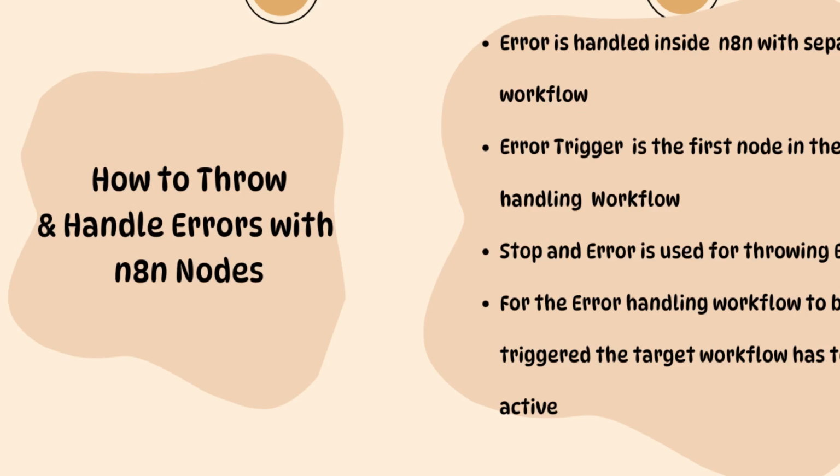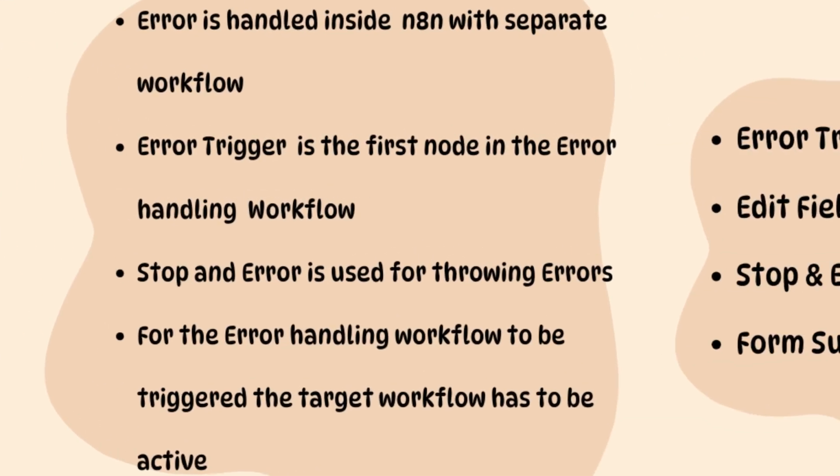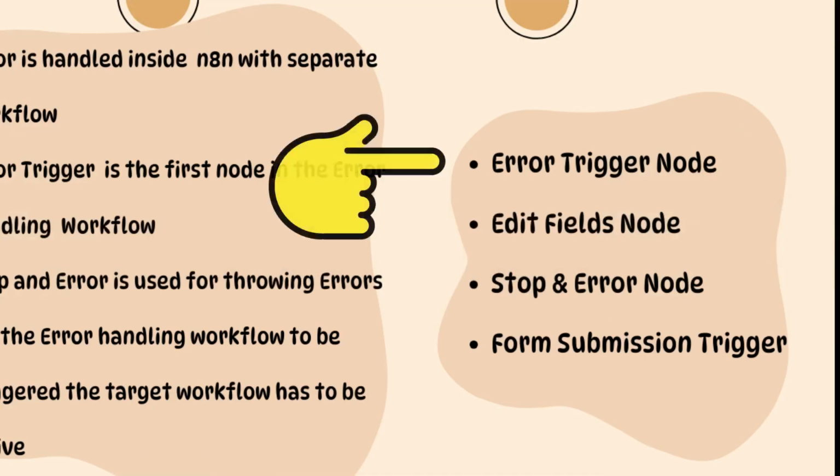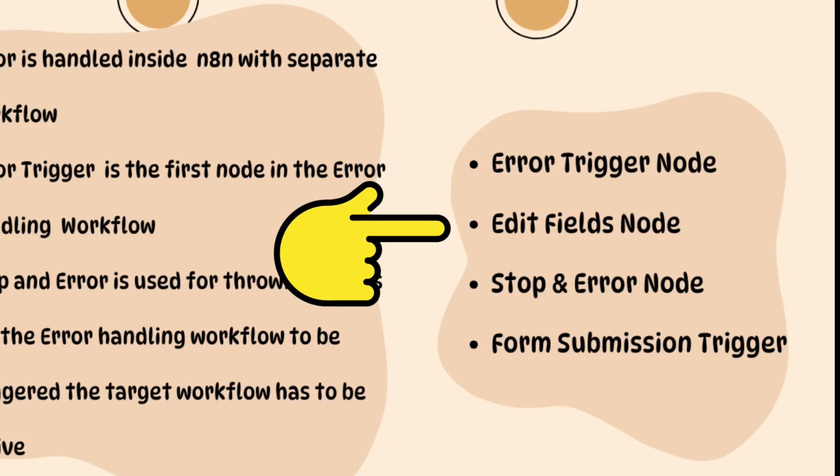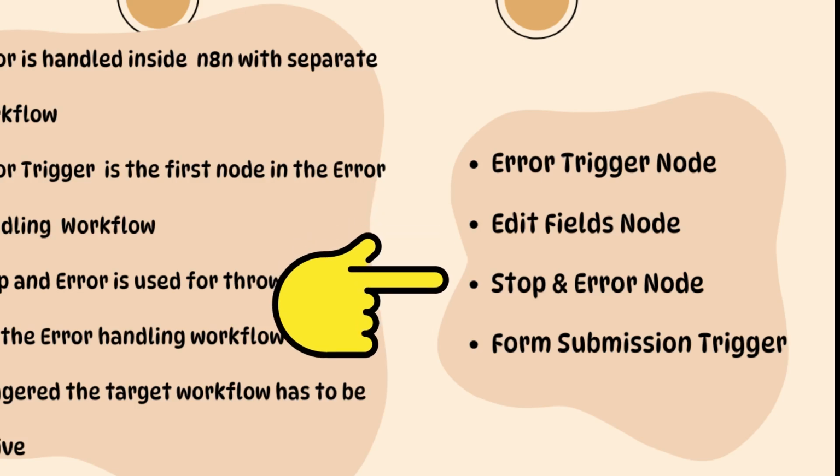Our goal? To make workflows resilient, gracefully handling errors when they occur, and actively throwing errors when inputs don't meet expectations. We will look at Error Trigger, Edit Fields node, Stop and Error, and Form Submission Trigger.